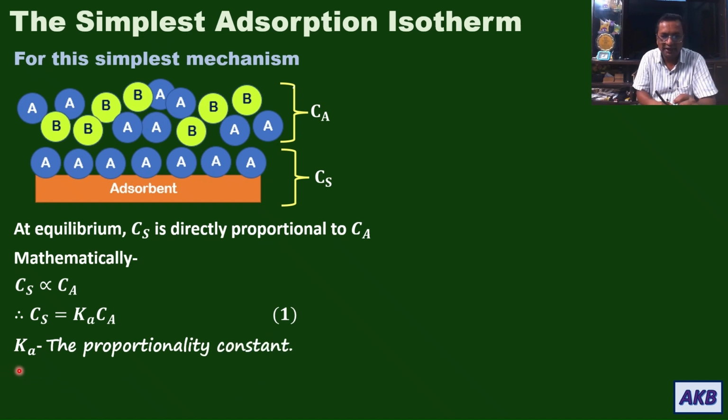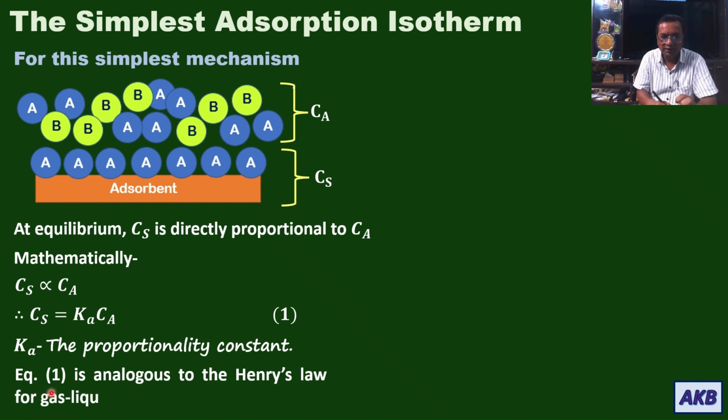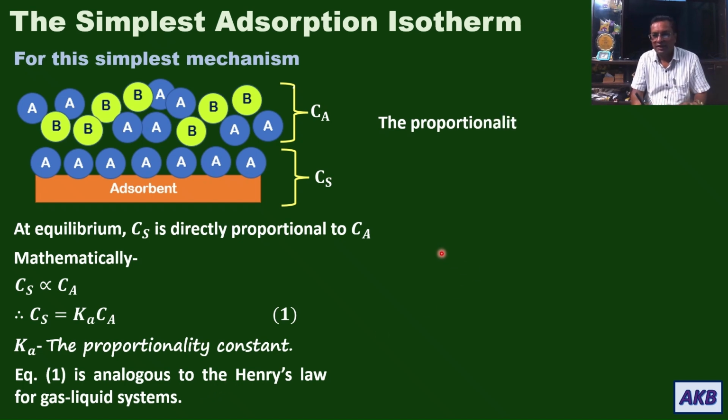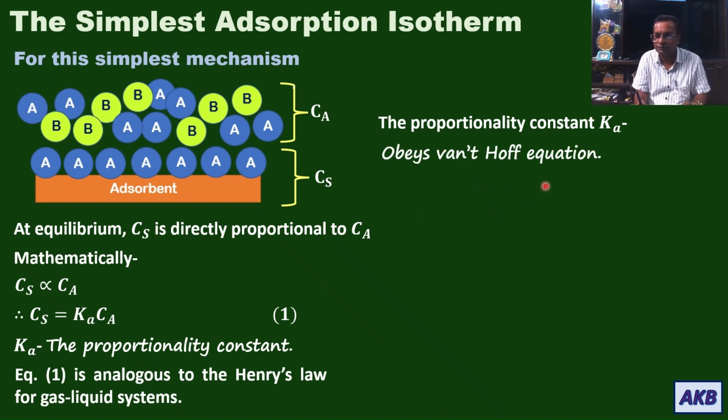In this case, Ka is the proportionality constant, and equation 1 is analogous to Henry's law for gas liquid systems, where you are relating concentration in the gas phase to concentration in the liquid phase. So equation 1, which predicts the simplest mechanism of adsorption, is analogous to Henry's law for gas liquid systems. And the proportionality constant Ka in this particular case obeys the Van 't Hoff equation.